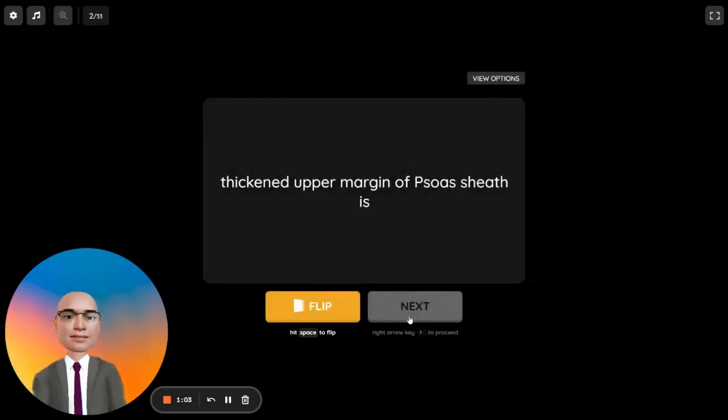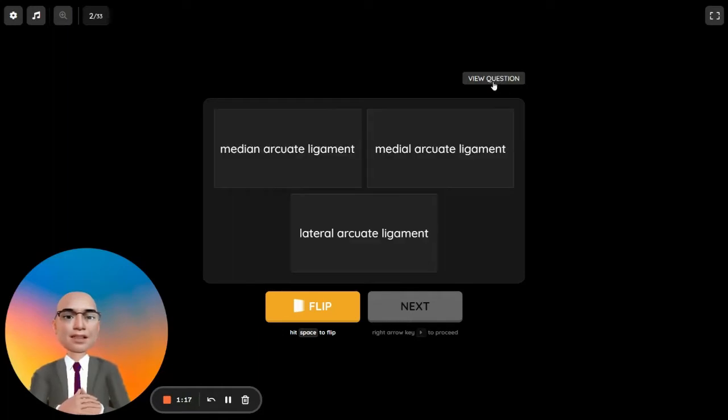Next question, it is about the crus of the diaphragm and the medial, lateral and the median arcuate ligament. So thickened upper margin of psoas sheath is, let us see the options. The options were median arcuate ligament, medial arcuate ligament and lateral arcuate ligament. So the correct answer for this question was median arcuate ligament.